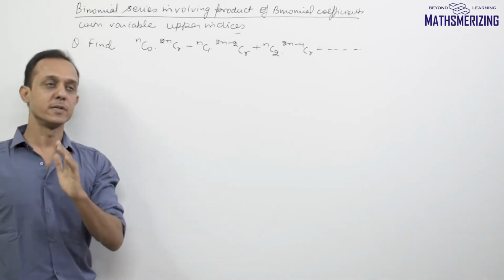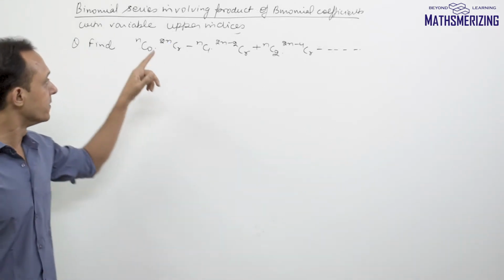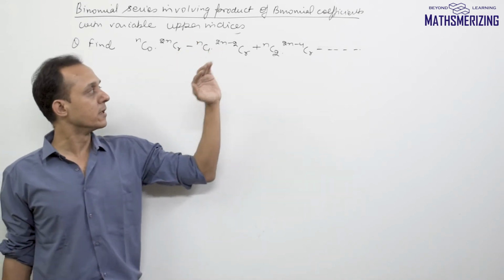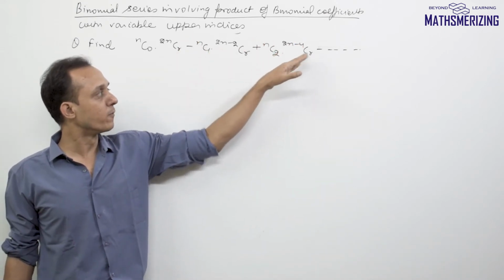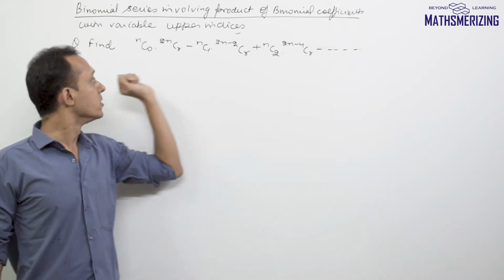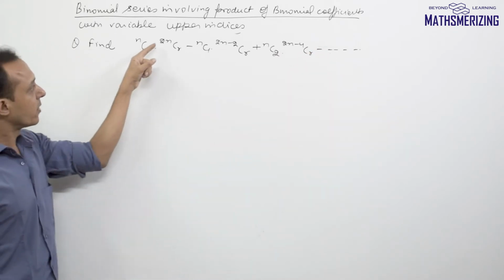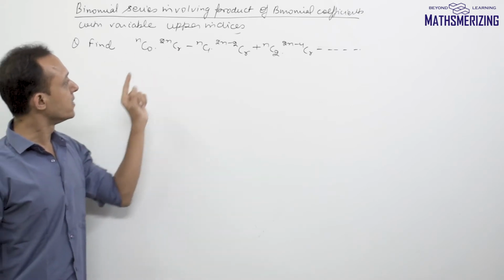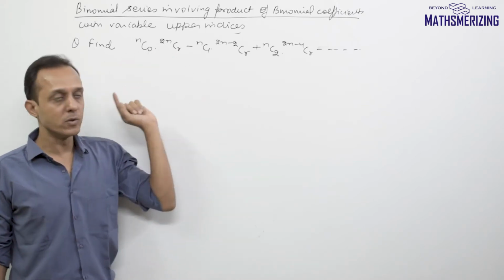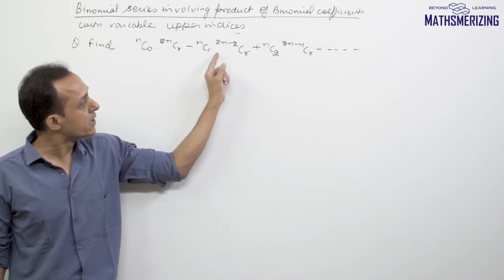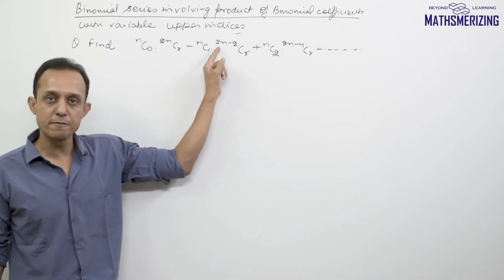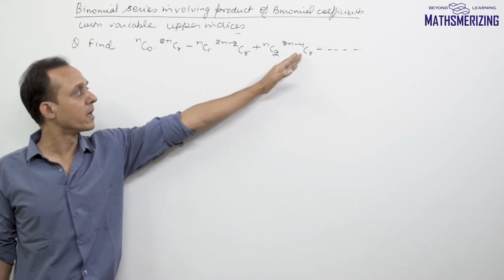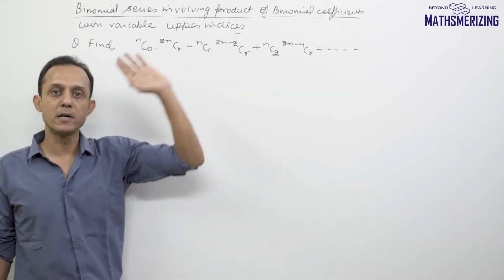So let us take another question, in which we need to find the sum of this series, which is nC0 2nCr minus nC1 2n minus 2Cr, nC2 2n minus 4Cr, and this series will continue. So here, when I look at these terms, 2nCr is the coefficient of x to the power r in the expansion of (1 plus x) to the power 2n. In the same way, it is the coefficient of x to the power r in (1 plus x) to the power 2n minus 2, and here it will be x to the power r in (1 plus x) to the power 2n minus 4.